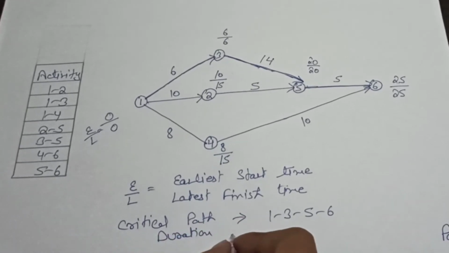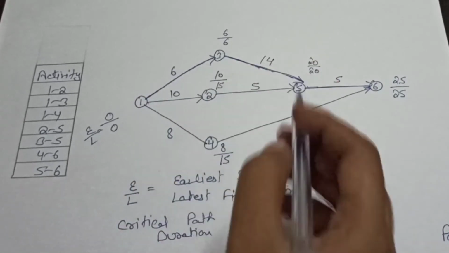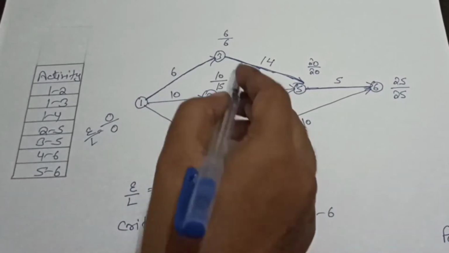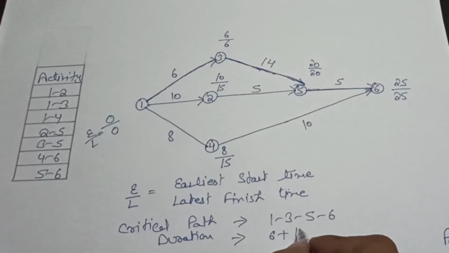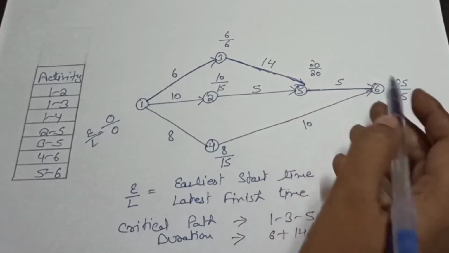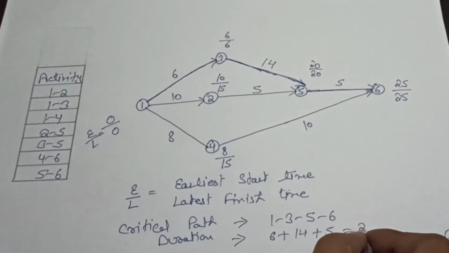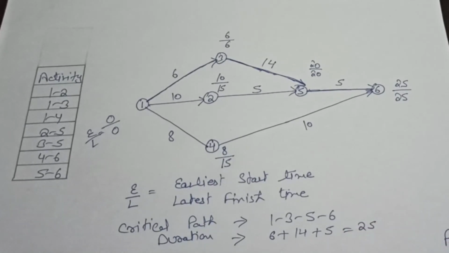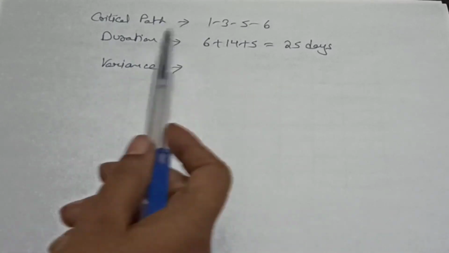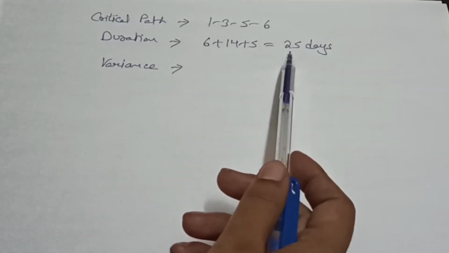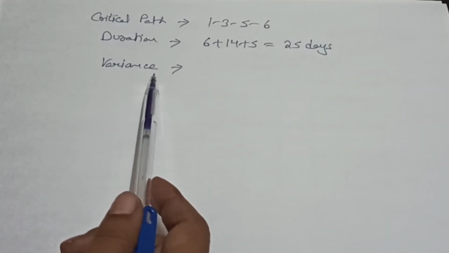We can calculate its duration. For 1 to 3, duration is 6. For 3 to 5, duration is 14, plus 5 to 6, duration is 5. So we can say duration is 25 days. Now we have the critical path and we have its duration. So we will calculate the variance of the critical path.